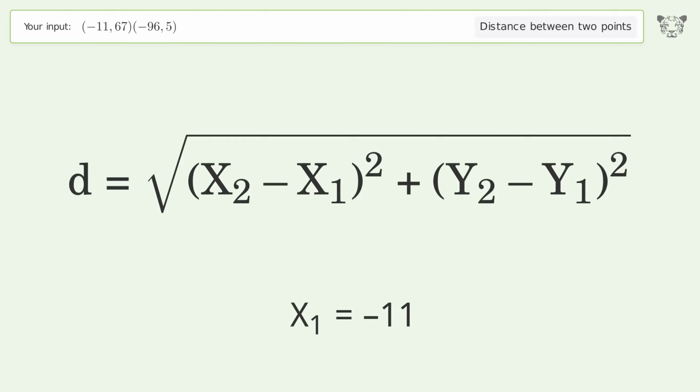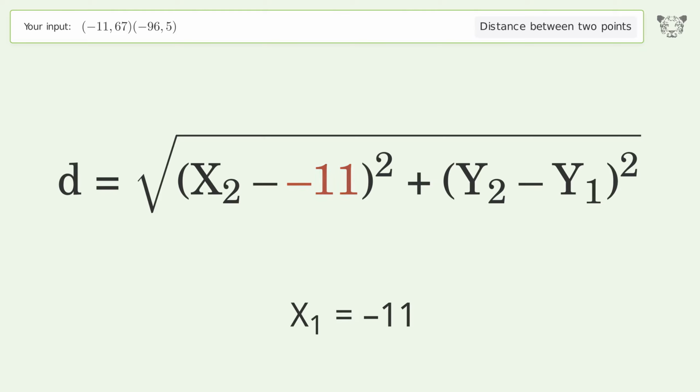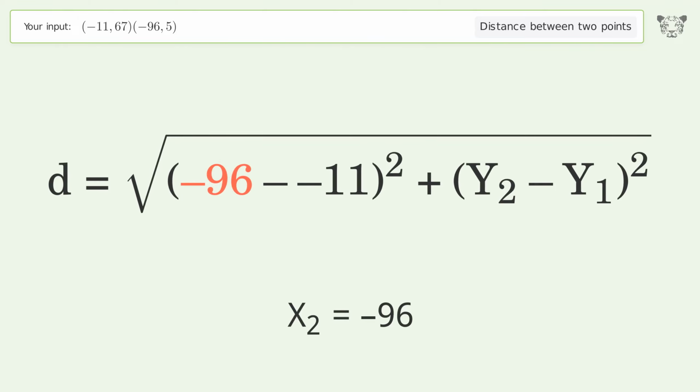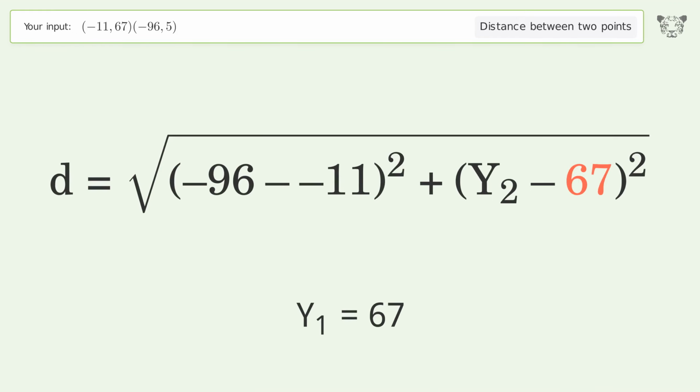x1 equals -11. x2 equals -96. y1 equals 67. y2 equals 5.